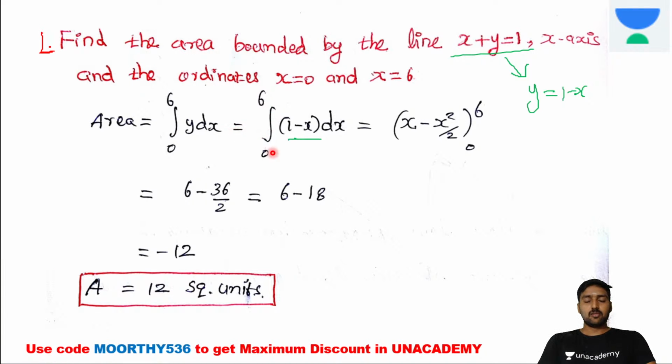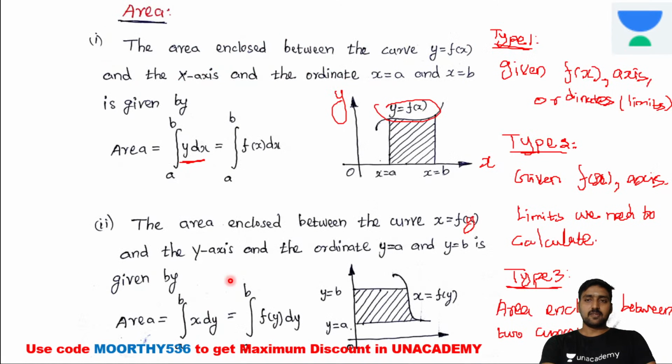Y into dx is equal to integral of 0 to 6, 1 minus x into dx, which is equal to x minus x square divided by 2. Now the upper limit 6, lower limit 0. While substituting the upper limit, 6 minus 36 divided by 2, that means 6 minus 18. We are getting minus 12. But for the area, we are going to consider only the magnitude, not the sign. So the minus will be considered as plus. 12 square units. It's the area bounded by the given curvature as well as the x-axis for the given limits. It's the first type. Is it clear now? Type 1 is over. Now we are moving to type 2.